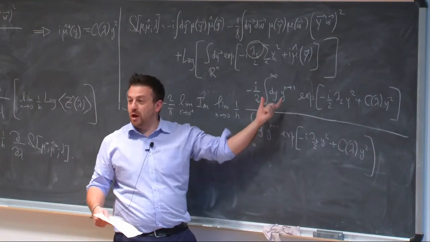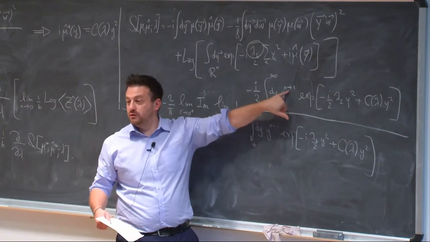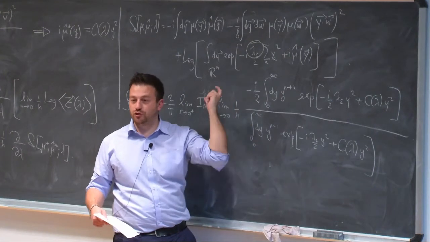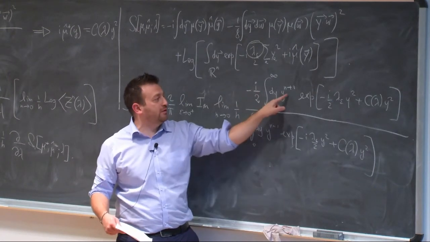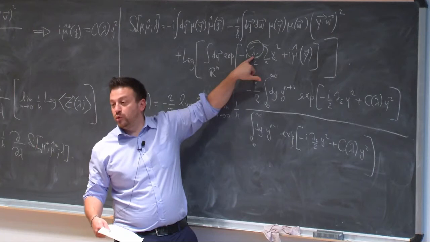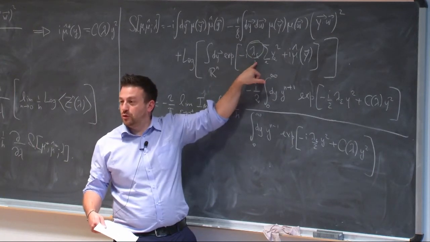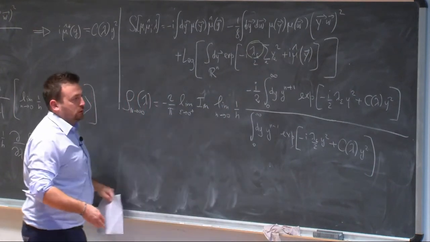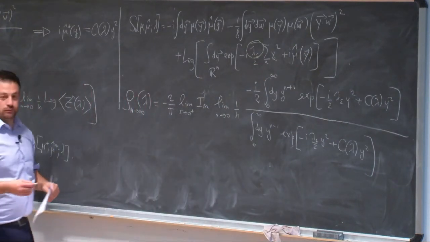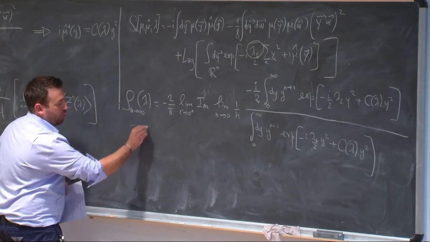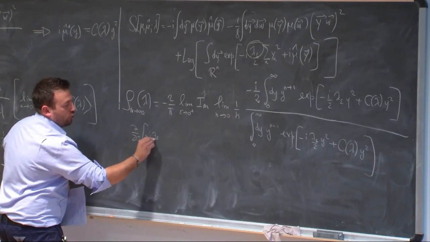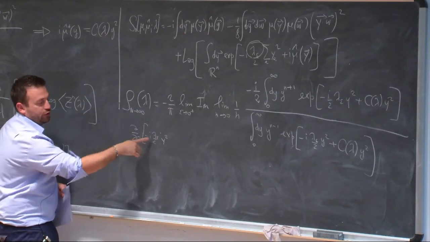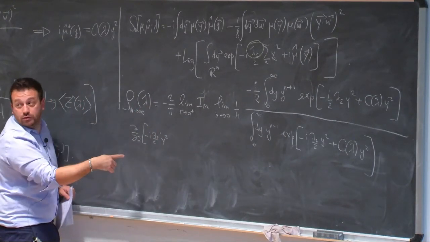So the only difference between upstairs and downstairs is this here. Because here we would have y to the n minus 1 from the change to spherical coordinates times y square, which comes when we differentiate this object with respect to lambda. Okay? So derivative with respect to lambda of minus I lambda epsilon over 2 times the radius, which is y square. So if we differentiate with respect to lambda, we get this object here.